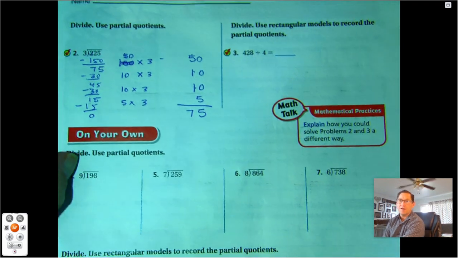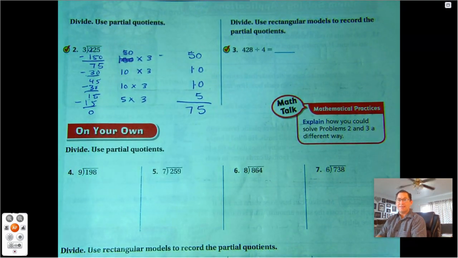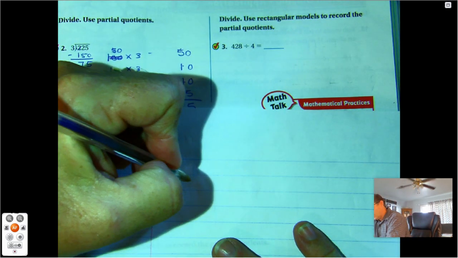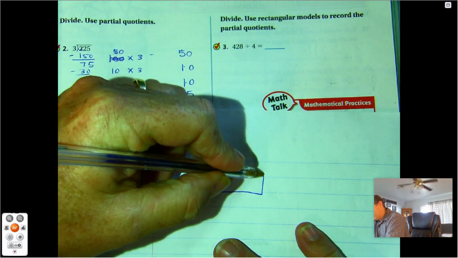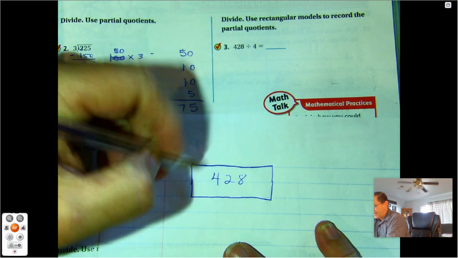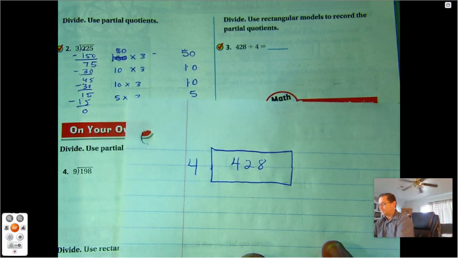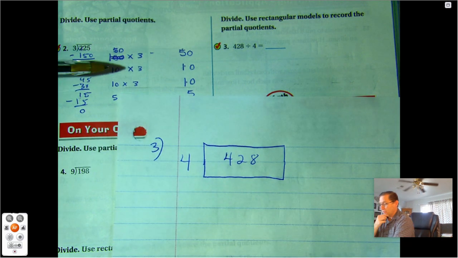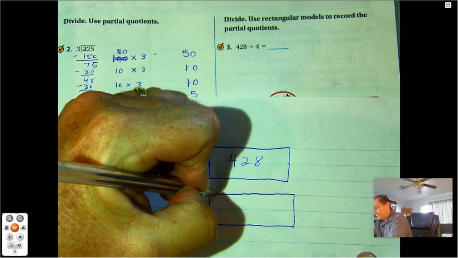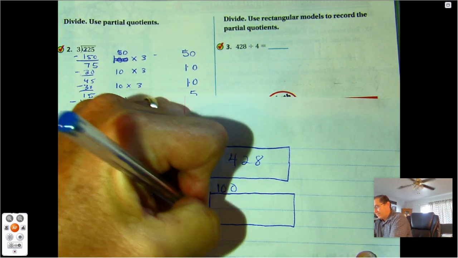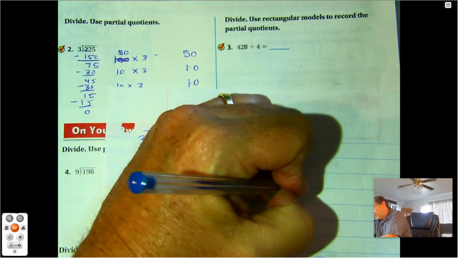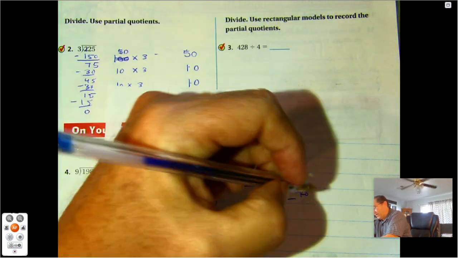All right. And number 3, use the rectangular models to record partial products. So we have 428. I'm going to do this on another sheet of paper. We have 428, and we're going to divide that by 4. Okay. So I recognize that I could multiply 4 times 100. That would be 400. So what is 428 take away 400? That leaves me 28.